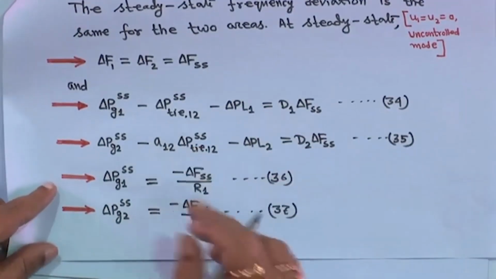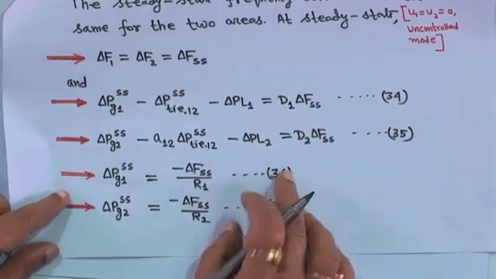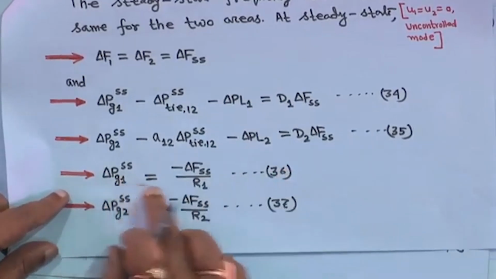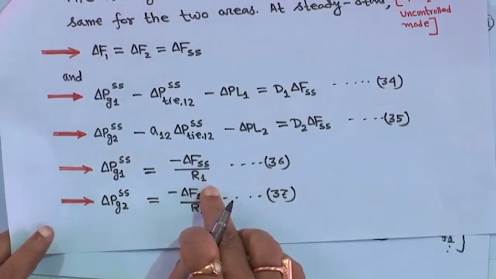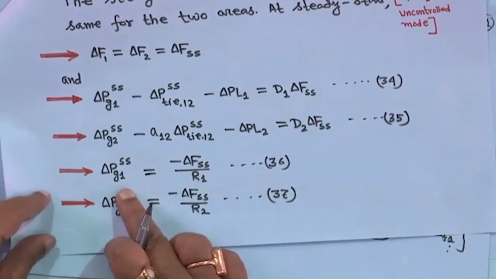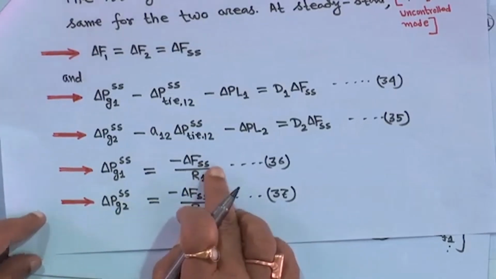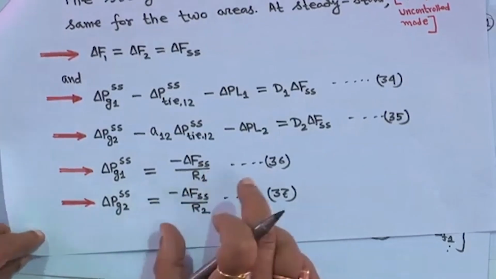And we also know from the isolated system, the same philosophy will be applied here, that delta Pg1 steady state is equal to minus delta fss upon R1. In the isolated case, we have seen that delta Pg ss is equal to minus delta fss upon R, but here it is a two area system.